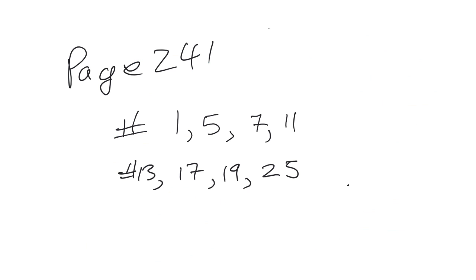So for homework, you're going to do page 241, numbers 1, 5, 7, 11, 13, 17, and 19. Now, 13 through 19 will be a little difficult, but you can do it. Good luck. On second thought, change 13 to question 15. So you're going to do question numbers 15, 17, 19, and 20.